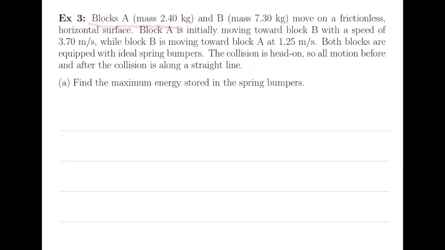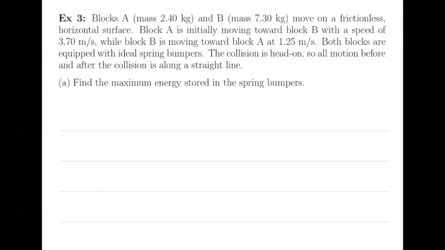Blocks A, mass 2.5 kilograms, and B, mass 7.3 kilograms, move on a frictionless horizontal surface. Block A is initially moving toward block B with a speed of 3.7 meters per second, while block B is moving toward block A at 1.25 meters per second. Both blocks are equipped with ideal spring bumpers. The collision is head-on, so all motion before and after the collision is along a straight line. Find the maximum energy stored in the spring bumpers.